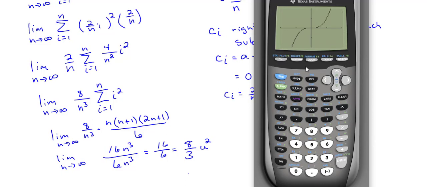Now, go to calculate. Okay. Look at number 7. Go to number 7. It's going to say lower limit. What's our a value? 0. Hit enter. What's our upper value? 1. Hit 1. Hit enter. Look at that. It shaded in for us too. It actually showed the area under the curve.